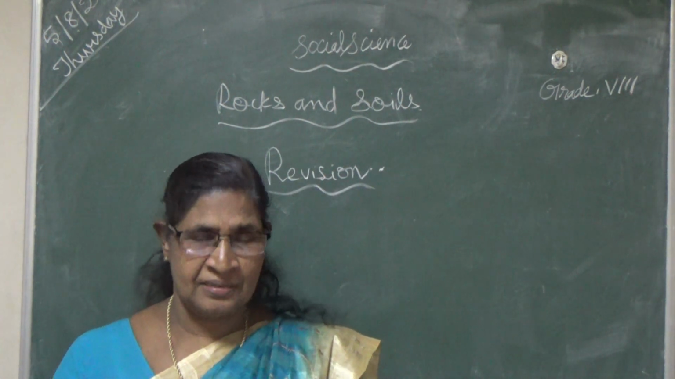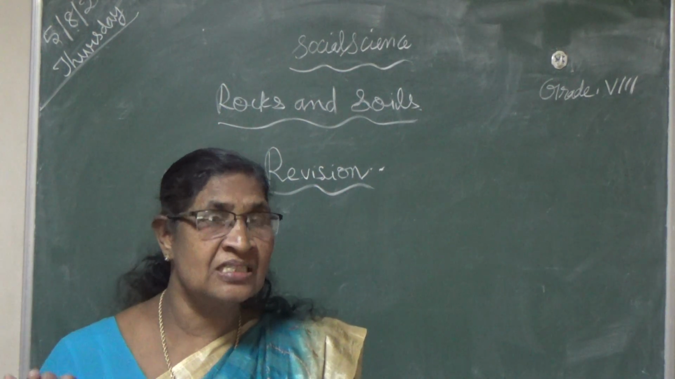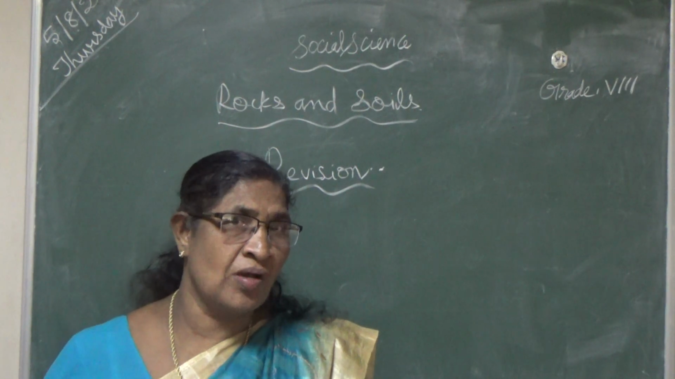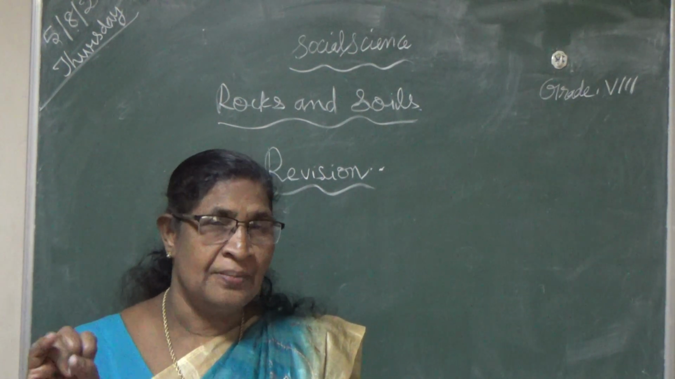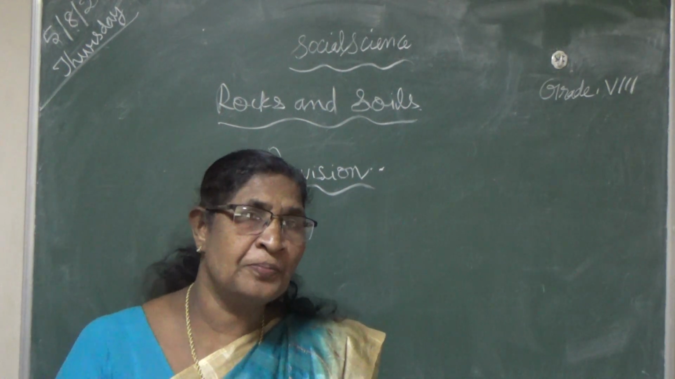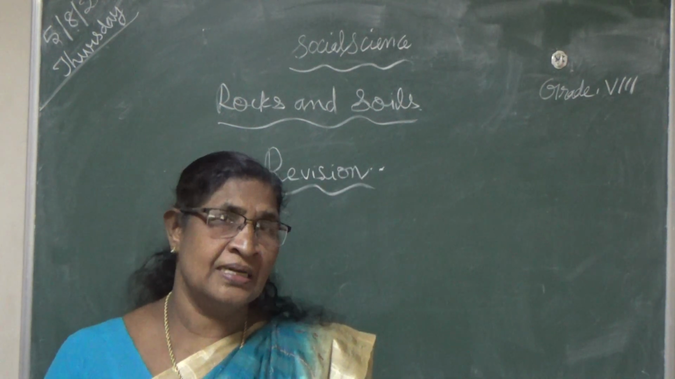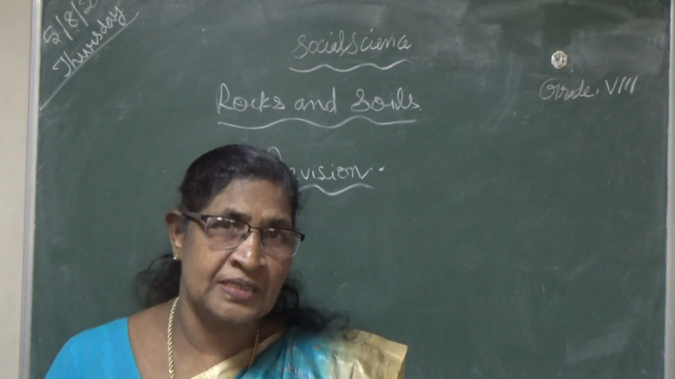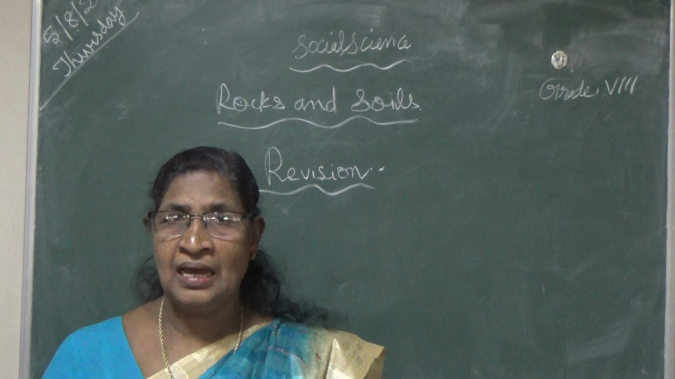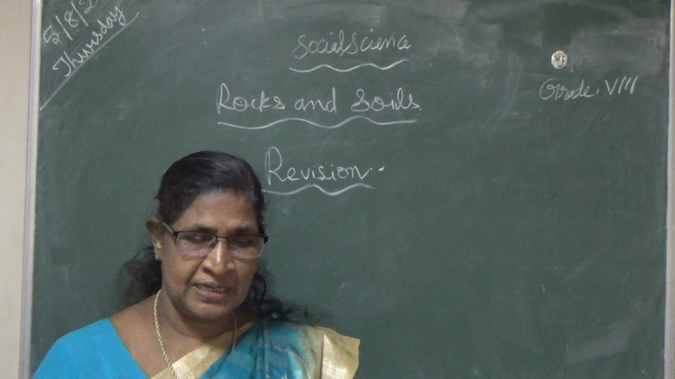The soils have organic matter, minerals, water and air. What are the four components of the soils? Organic matter, minerals, water and air. Here 45% is minerals, 5% is organic material, 25% is water and 25% is air. Okay, these are the components of the soil. So now what is the classification of soils?